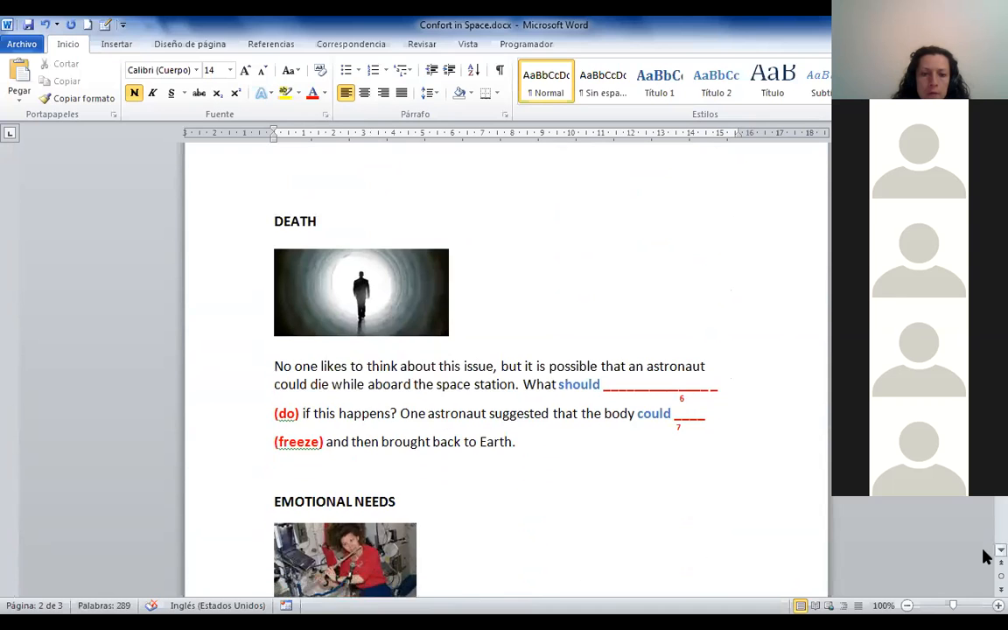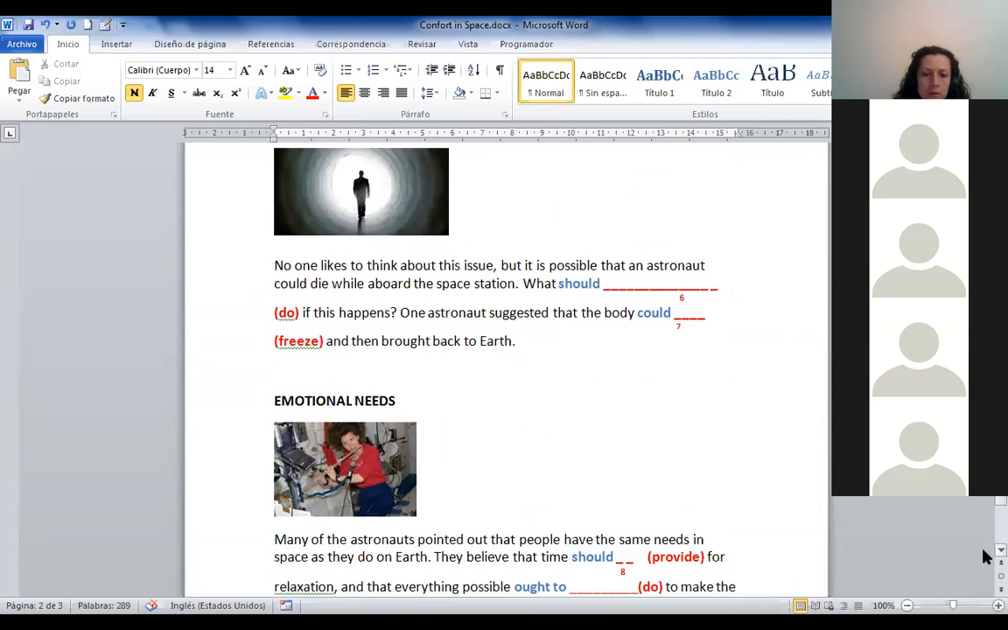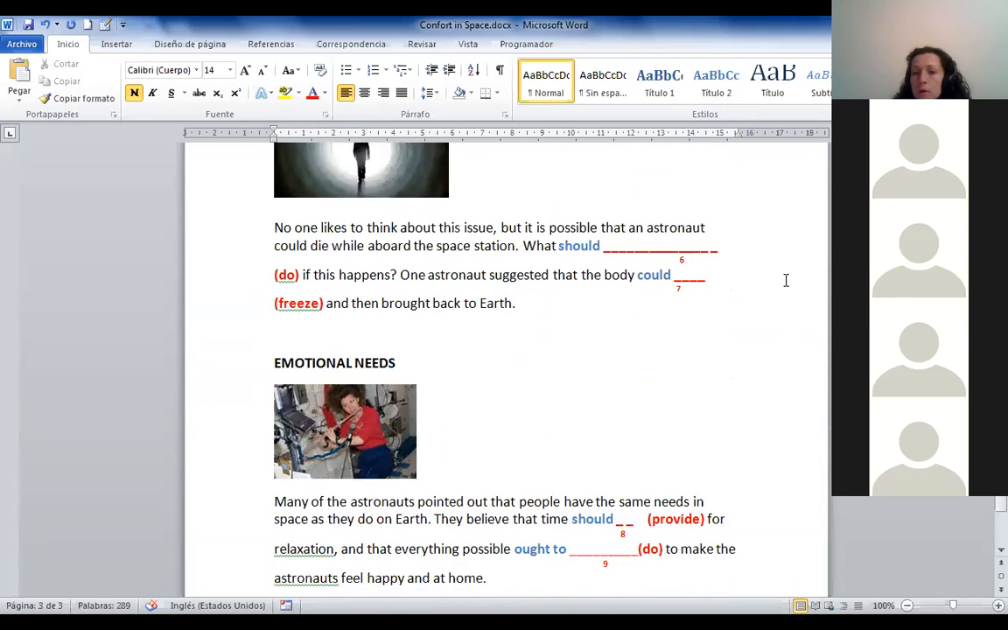Finally, we have gaps 6 and 7, four more gaps. Can I try, teacher? Go ahead, Paula. No one likes to think about this issue, but it's possible that an astronaut could die while aboard the space station. What should be done if this happens? Exactly.